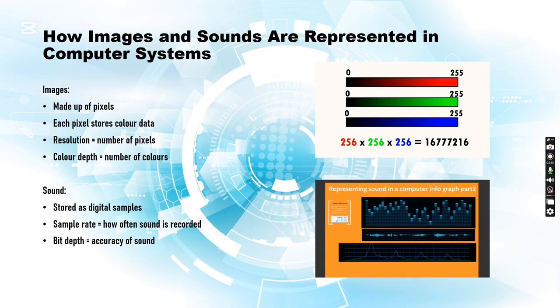How images and sounds are represented in computer systems. Images are made up of pixels. Each pixel stores color data. Resolution means the number of pixels. Color depth means the number of colors. Sound is stored as digital samples. Sample rate is how often sound is recorded. Bit depth is the accuracy of sound.